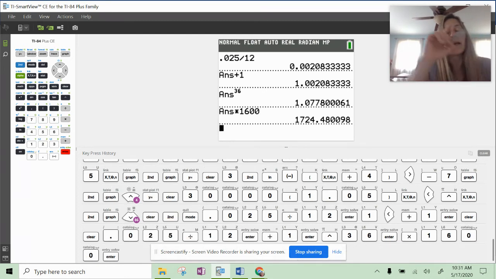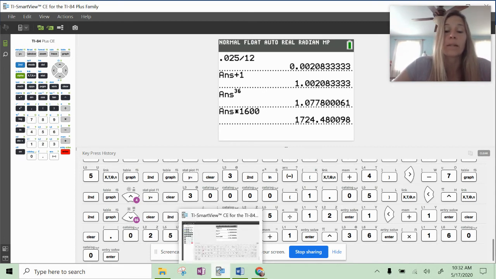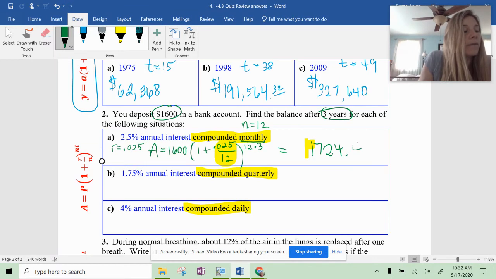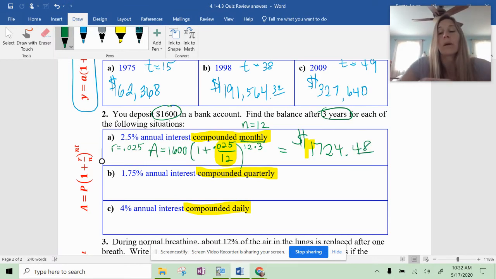I would recommend doing it that way versus trying to put the entire thing in your calculator at once with all those parentheses. So we get 1,724 and 48 cents. Make sure you're doing it in dollars and cents, okay?